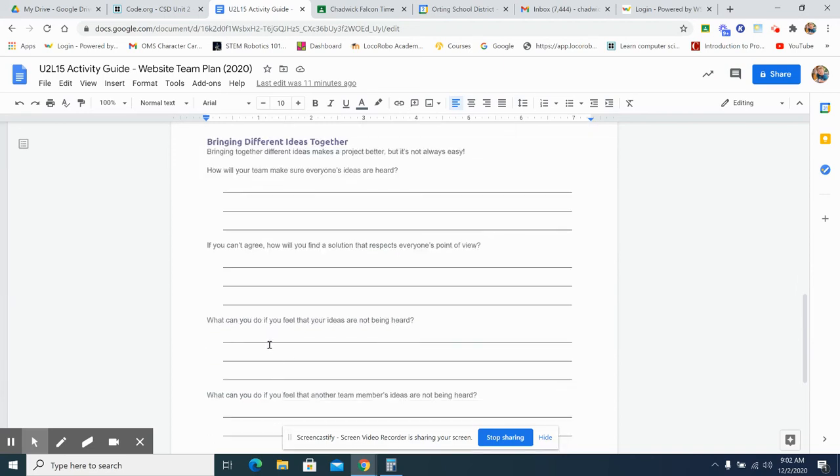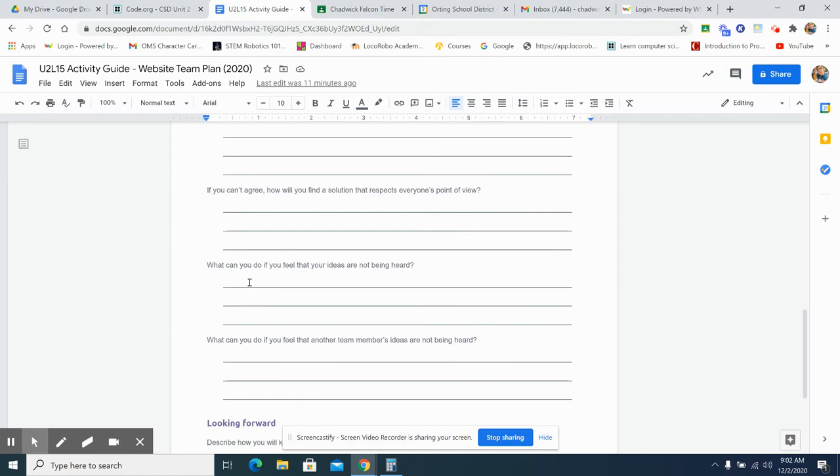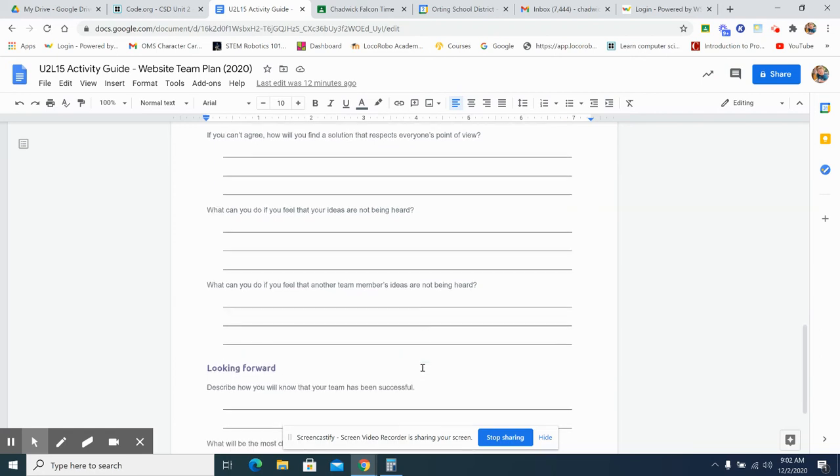What can you do if you feel that your ideas are not being heard? So if I'm in your group and I'm feeling like I'm not being heard, what can I do? Should I just clam up and not talk to anybody? Or is there a better way to do that? Maybe express it in a different way. What can you do if you feel that another team member's ideas are not being heard? So if I have a friend and my friend is feeling sad, what can I do to make sure that my friend, who's in another group, is feeling more heard, or if they're not feeling heard right now?